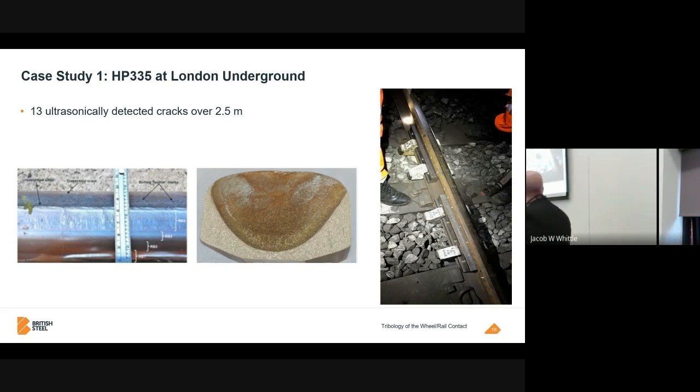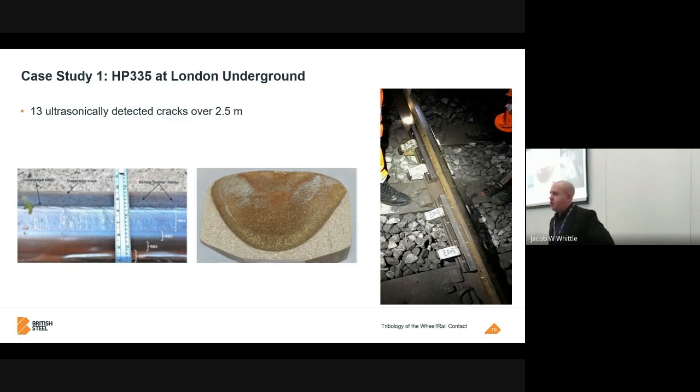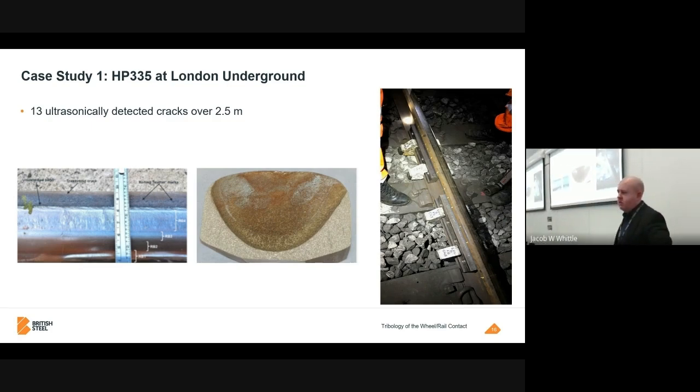So this was our HP335 rail that was installed at London Underground in 2017, I think. We launched HP335 in 2011, and it's been installed successfully in Network Rail since then. We've had good feedback from the customer that it's performing very well.